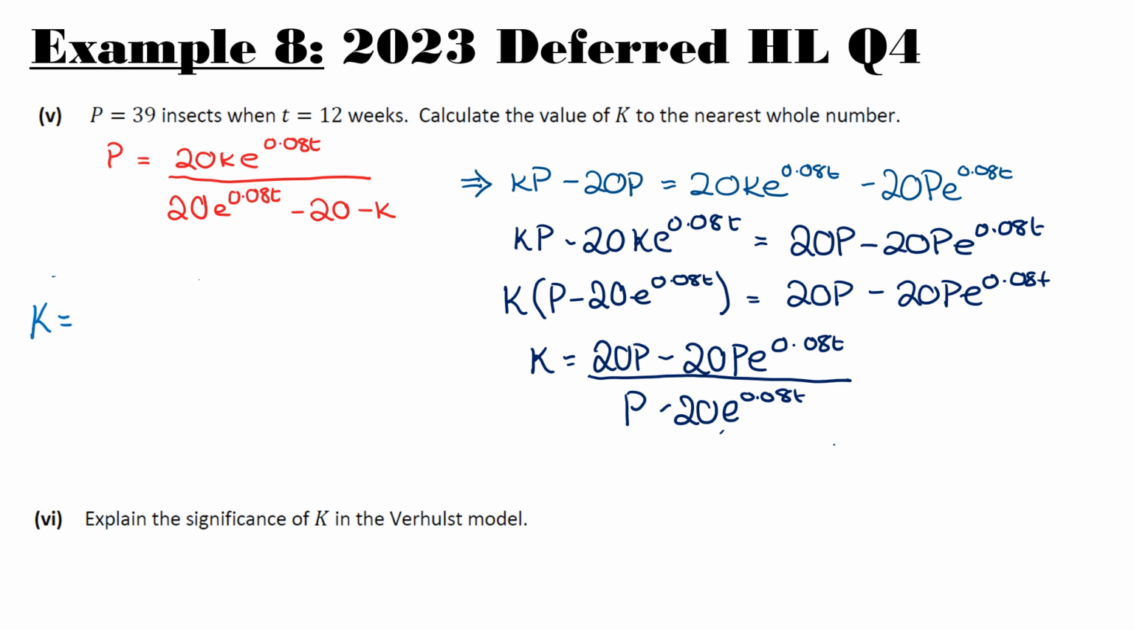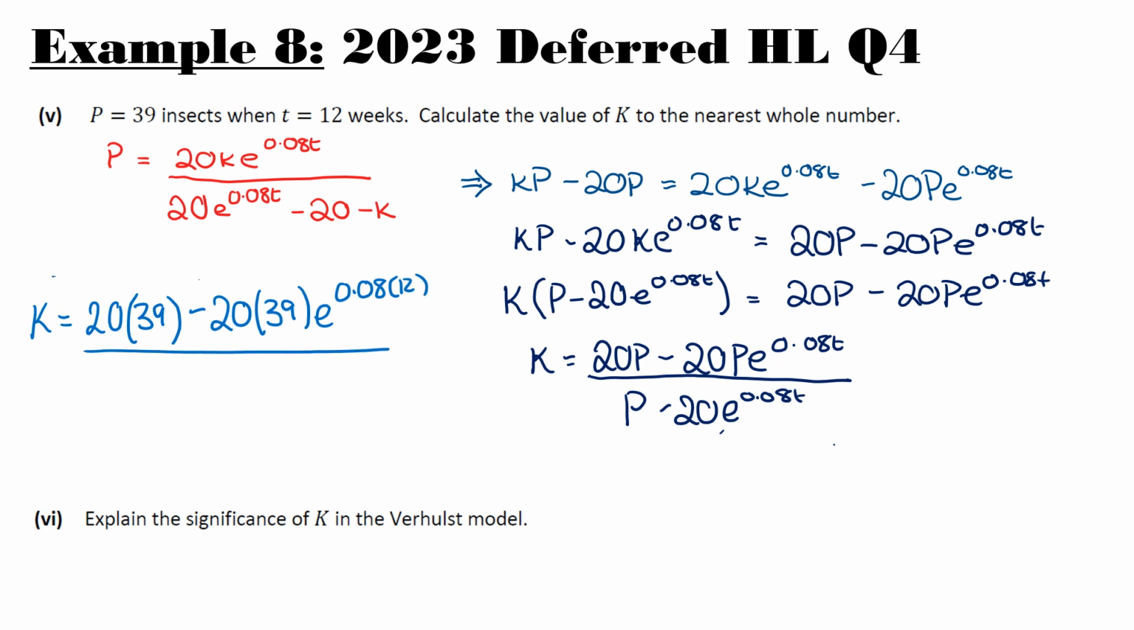So that's k is equal to, instead of p, we're putting in 39: 20 times 39 minus 20 times 39 e to the power of 0.08 times 12, all over 39 minus 20 e to the power of 0.08 times 12. And we go to our calculator for this, and we get 94.99, which to the nearest whole number is 95.